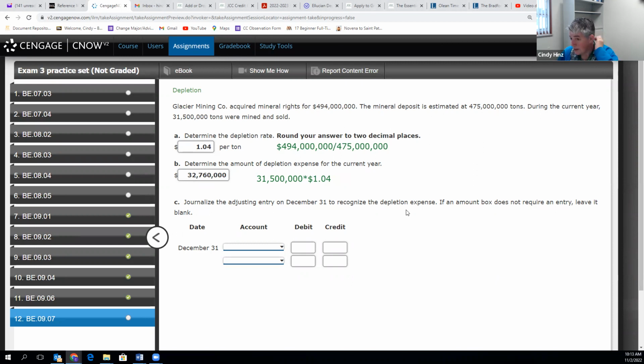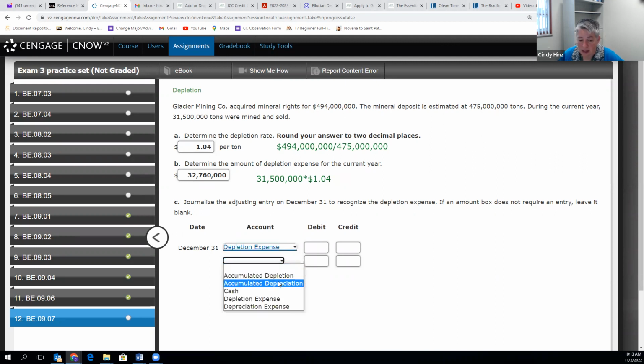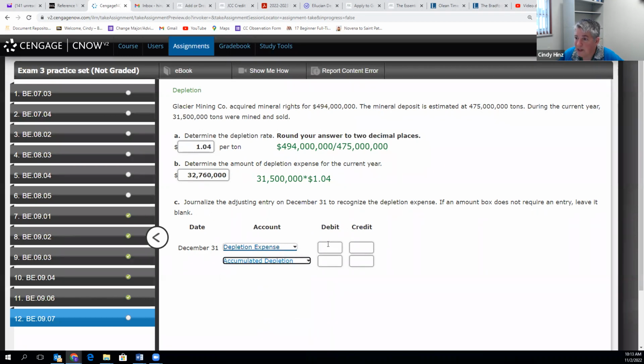And the last part of this exercise asks us to journalize. So what's that going to look like? Just like with depreciation expense, we're going to report depletion expense and then accumulated depletion, just like we do with depreciation expense and accumulated depreciation.